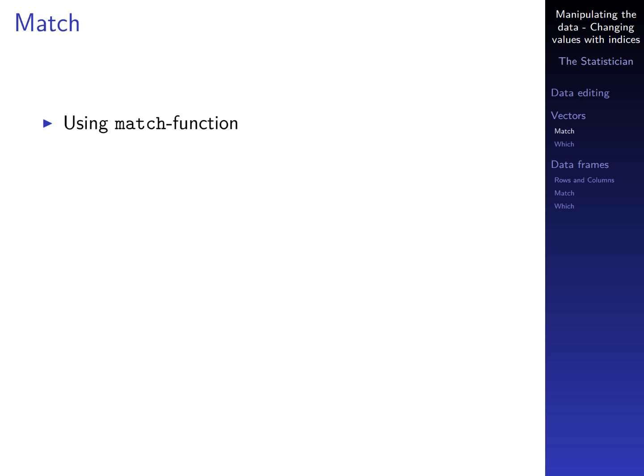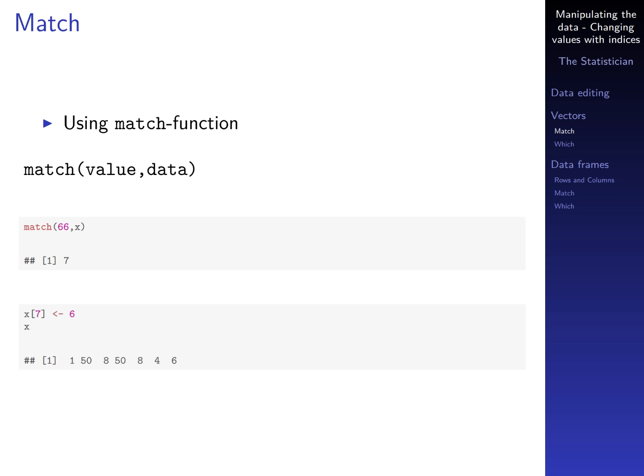Well, using match function, we can find the index when we first determine the value, in this case 66, and then the data, in this case vector x. And R returns index number 7. So now we just simply assign a new value to that index. And here we see the results.